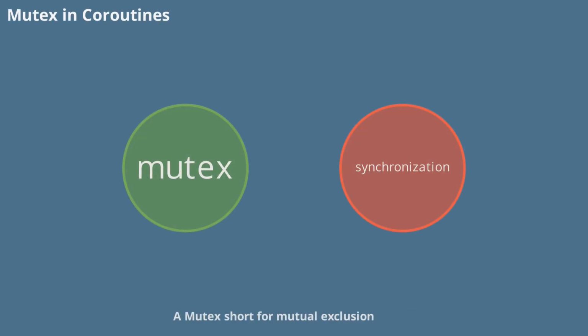A mutex, short for mutual exclusion, is a synchronization primitive used to prevent multiple threads or coroutines from accessing shared resources simultaneously. Mutex provides a non-blocking way to synchronize access, allowing only one coroutine to access critical sections at a time. This prevents race conditions and ensures data consistency in concurrent operations.